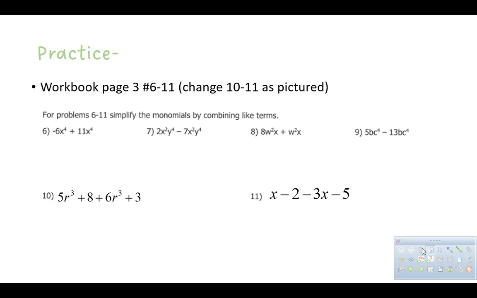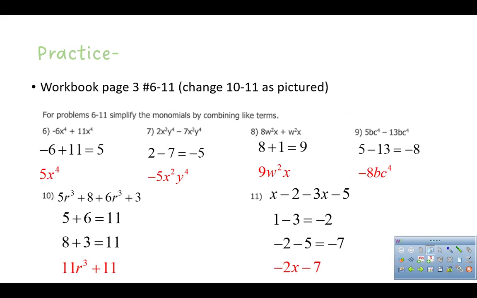Answers for these. Let me know if you have any questions before we move on here. So for the first one, I combined negative 6 and 11 to get positive 5, and then I kept the x to the 4 the same. So that's 5x to the 4th. For the second one, I did 2 minus 7, which is where I got the negative 5, and then I kept the x to the power of 2, the y to the power of 4 the same. You're not changing the variables, you're not changing the exponents.